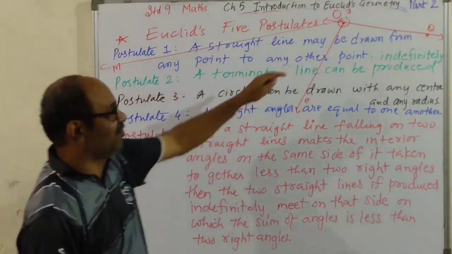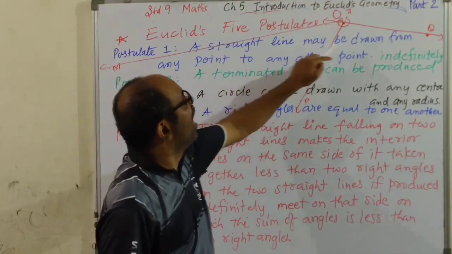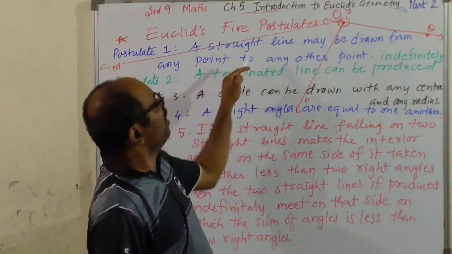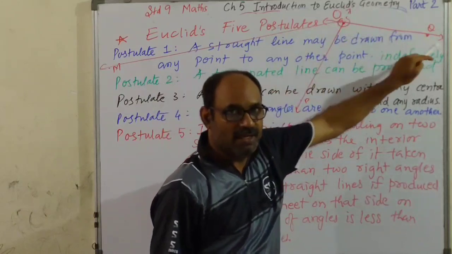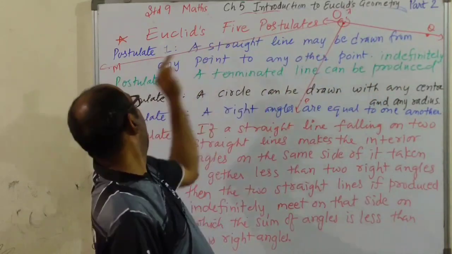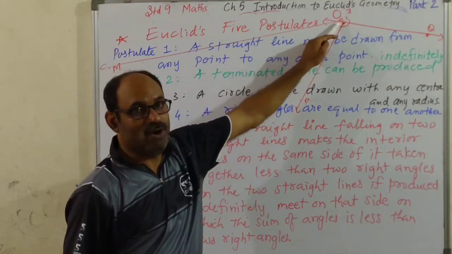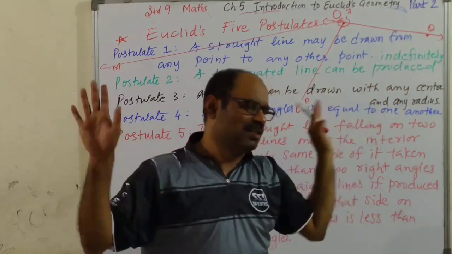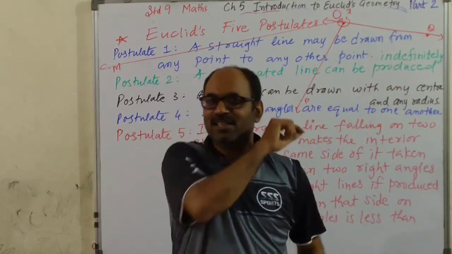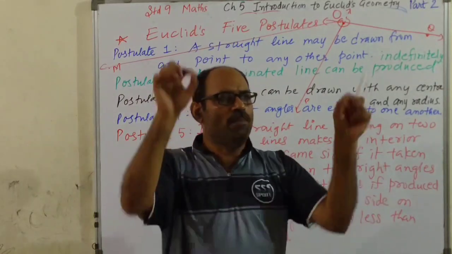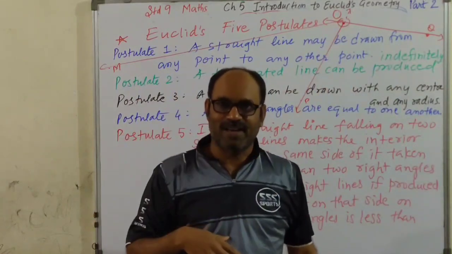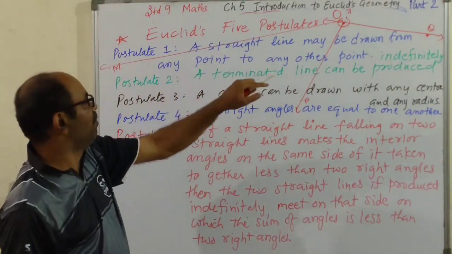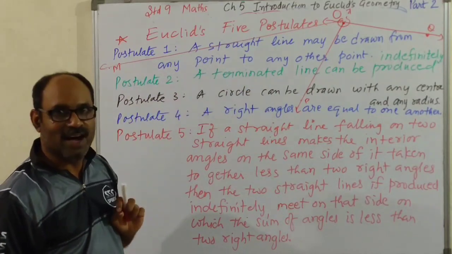A straight line, you see, I have drawn 3 straight lines, may be drawn from any point. Which point did we choose? O. To any other point: O to Q, O to P, O to M. So from any point O, a straight line can be drawn through any other point. This is the postulate. It means if you have 2 points, you can draw a straight line. Take any 2 points, and you can draw a straight line. That is what postulate 1 means to say: a straight line may be drawn from any point to any other point.